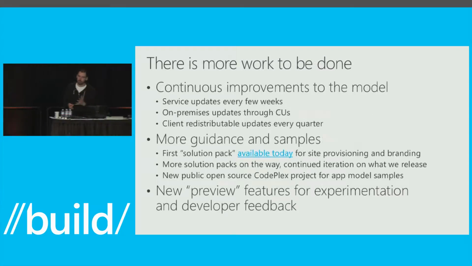But there's a lot more to be done. For one thing, the model was a V1. We exposed a bunch of stuff. We thought it was really powerful. We've seen a bunch of people do really cool stuff with it, but we need more. We need to expose more. We need to refine it. We need more functionality. And to that end, we are continuously improving the service. We update the service at least every couple of weeks, sometimes on a daily basis even, with either fixes or new functionality. We're also updating on-premises and adding new functionality to on-premises for the app model through CUs.